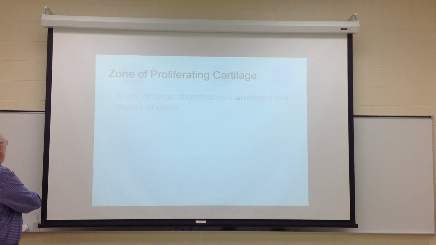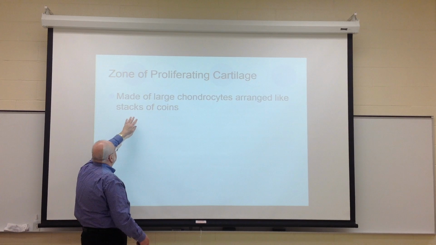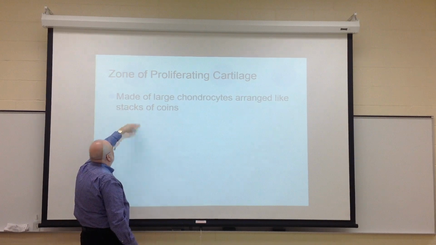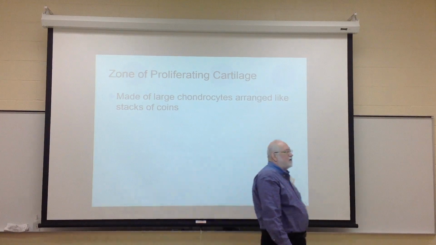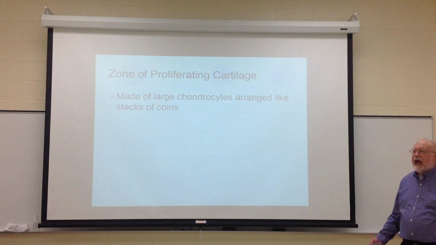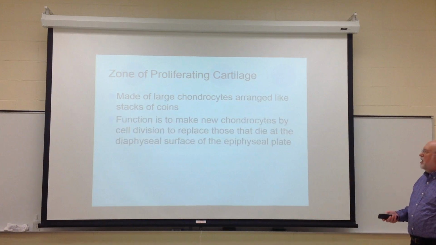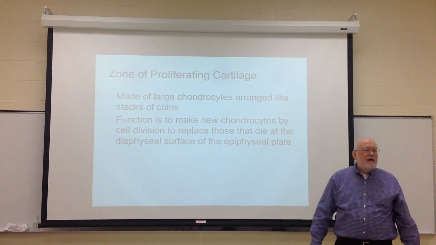All right, zone of proliferating cartilage. Large chondrocytes arrayed like a stack of coins. Wait till you see the picture of it. It looks like, I think, kernels of corn on a cob, because these are increasing in number and they're just stacking up. And there are new chondrocytes produced by cell division.